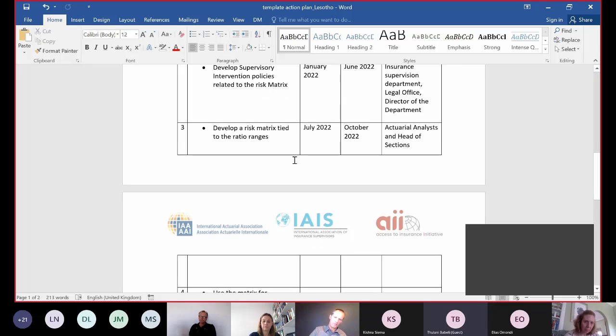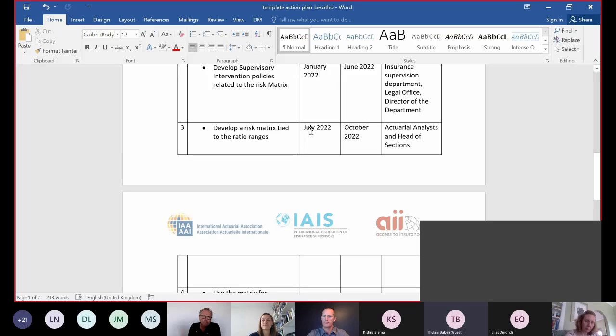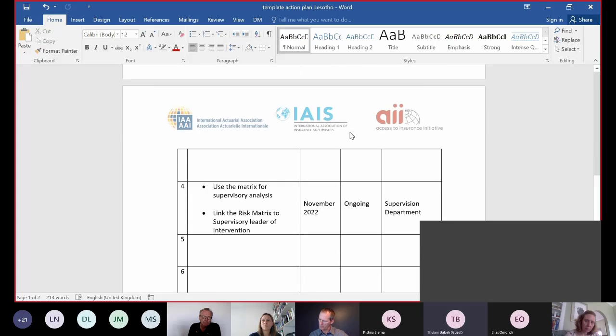And then once that's done, we also want to develop the risk metrics tied to the ratio ranges. This is to say, if an insurer is outside a range by this amount, we rank the risks to say they're on high risk or medium risk or low risk, depending on how far they are from the ranges that we have developed. And we think the key stakeholders here will be the actuarial analysts and the head of sections, with the duration of that part, hoping that will start from July 2022 to October 2022.